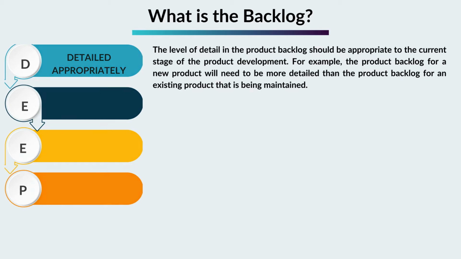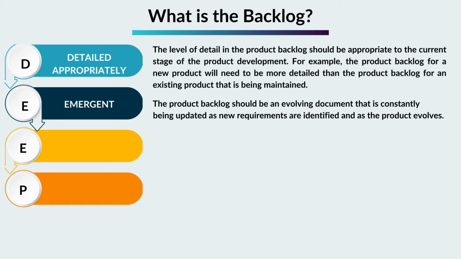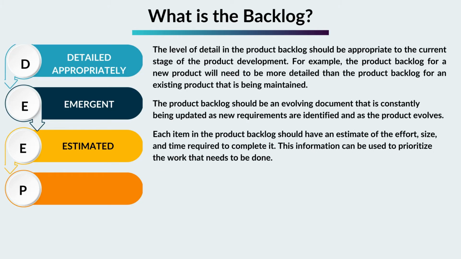Emergent: the product backlog should be an evolving document that is constantly being updated as new requirements are identified and as the product evolves. Estimated: each item in the product backlog should have an estimate of the effort, size, and time required to complete it. This information can be used to prioritize the work that needs to be done.